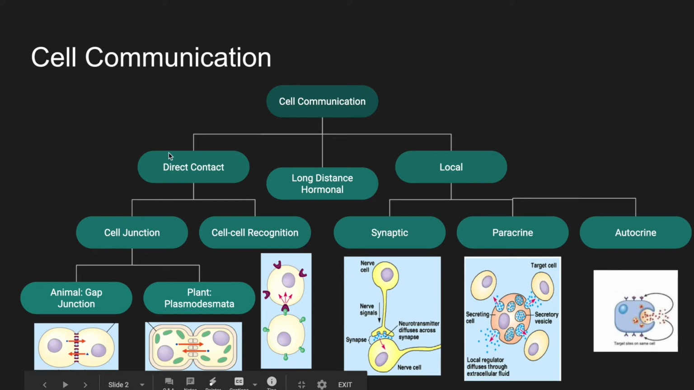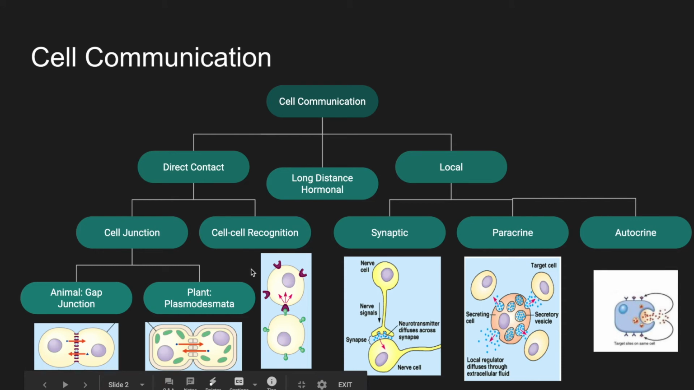The next type I'm going to talk about is direct contact. When you have direct contact, you can have cell-cell recognition or cell junction. Let's start with cell junctions. Cell junction is signaling that is happening without that signal molecule leaving the cytoplasm. So there are tunnels, gap junctions or plasmodesmata, that facilitate the movement of signaling molecules between two neighboring cells without it leaving the cytoplasm, right? So it can go through these little tunnels. In animal cells, those are called gap junctions, and in plant cells, those are called plasmodesmata.